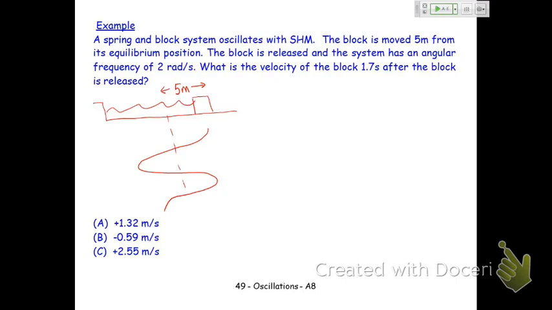The system has an angular frequency. Okay, so omega, I've got to know what the symbol is, equals 2 radians per second. And what is the velocity? So I want my velocity. And the time is, well, if I started at 0, I'm now at 1.7 seconds. If I started at 5, I'd be at 6.7 seconds. I've got to give you, and I said here, after the block is released. So I'm telling you how long it is since the block was released. Sorry, well, anyway. Okay.